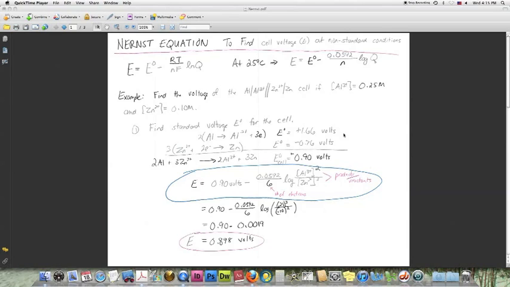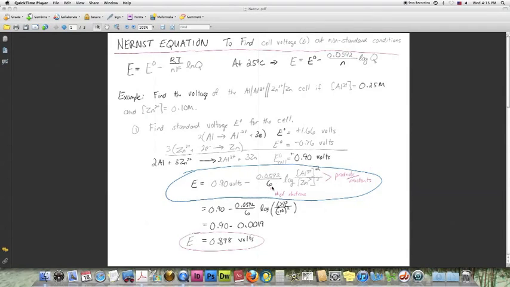We look up the voltages for oxidation of aluminum and reduction of zinc. Remember the little detail that although we multiply these equations so we can cancel the electrons, the cell voltages are not multiplied. This means that our standard voltage for this combination is 0.9 volts. Here's what it looks like as we begin to plug into the Nernst equation. This is the original standard voltage for the cell.